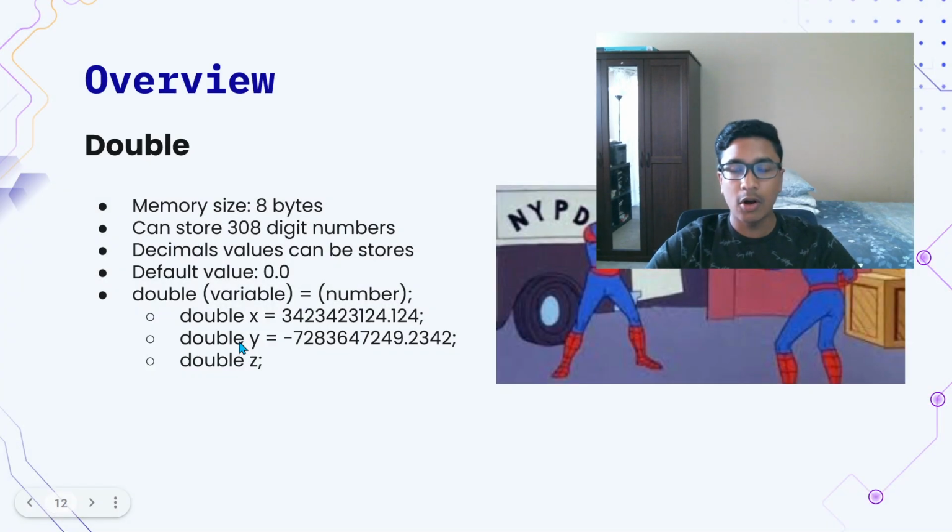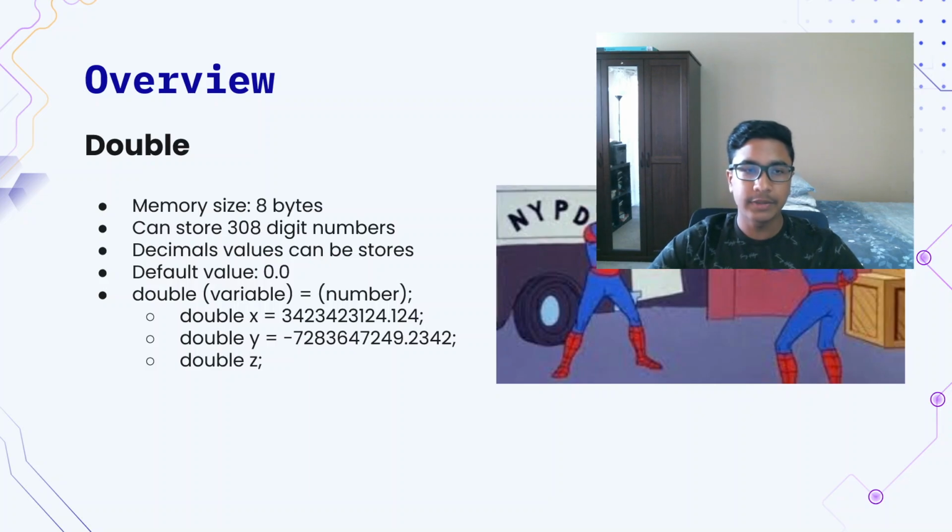Next is double, also one of the most used primitive data types in Java. Its memory size is 8 bytes, and it can store up to 308-digit numbers. One of the key points of double is that it can store decimals. The other primitive data types cannot have decimals, or there will be an error. Only double can have a decimal, and its default value will not be 0, but 0.0.